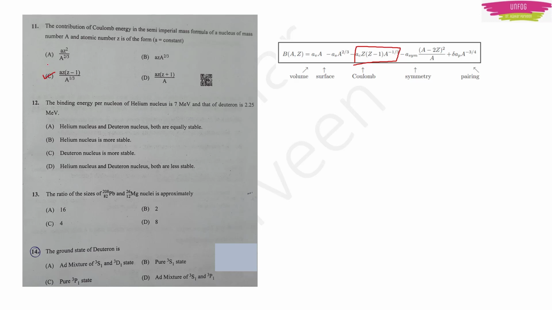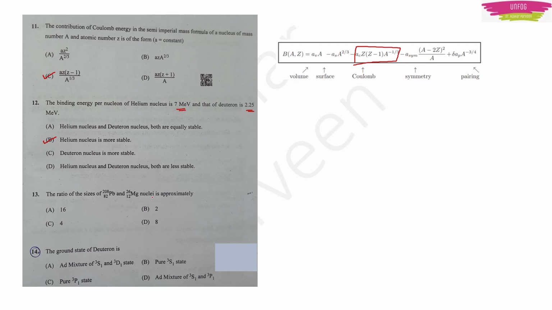Question number 12. The binding energy per nucleon of helium nucleus is 7 MeV and that of deuteron is 2.25 MeV. Here see, it is very simple. The more the binding energy, the more will be the stability of the atom. Here for helium it is 7 MeV, for deuteron it is 2.25. So option B, helium nucleus is more stable, is the right answer.